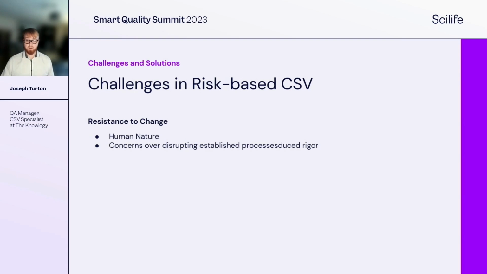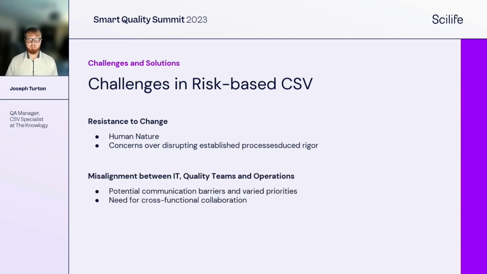Another significant hurdle is the potential misalignment between IT and quality systems and operations. While IT might prioritise system functionality and performance, quality will probably be laser focused on compliance and patient safety. The priorities aren't at odds, but they do require alignment. Cross-functional workshops, regular communication, and shared objectives can help bridge the gap, ensuring that both teams work in tandem towards a common goal.